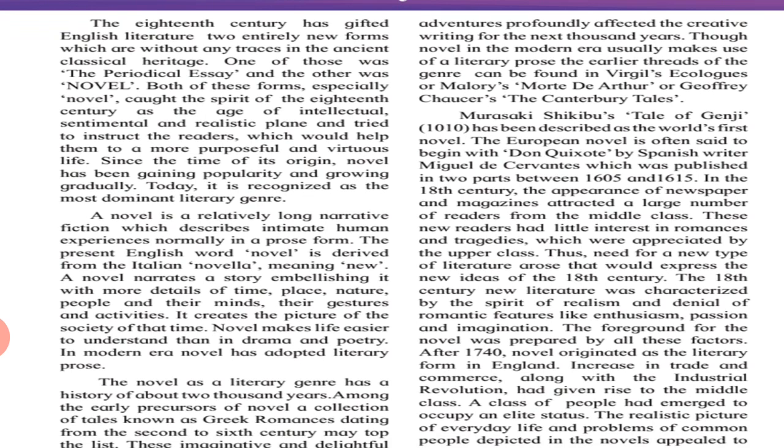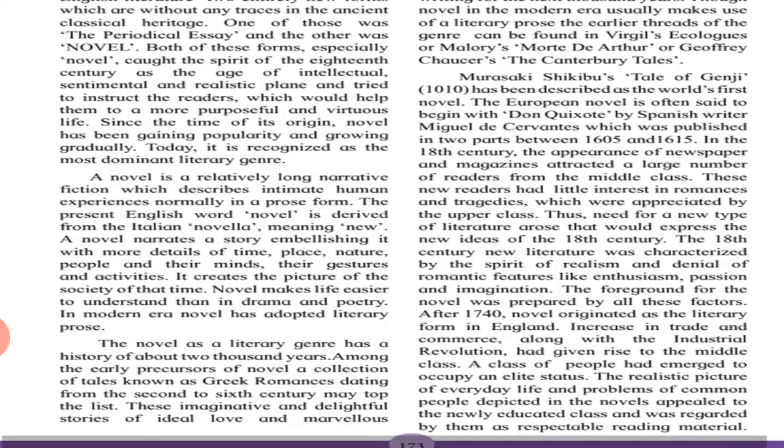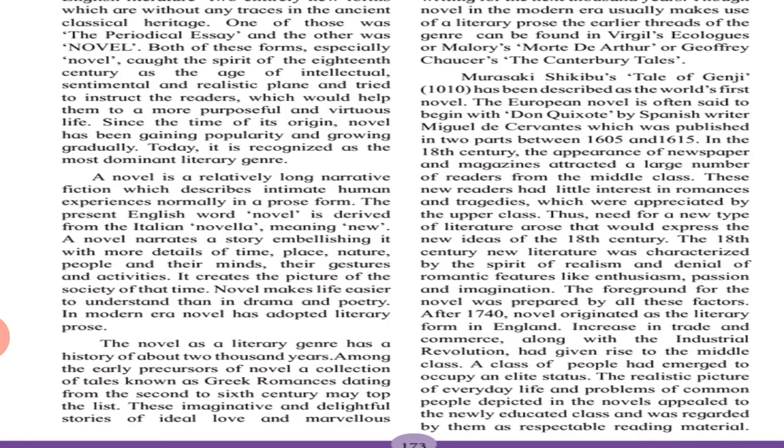A novel narrates a story, embellishing it with more details of time, place, nature, people and their minds, their gestures and activities. It creates the picture of the society of that time. The novel makes life easier to understand than drama and poetry. In the modern era, the novel has adopted literary prose. The novel as a literary genre has a history of about 2000 years.